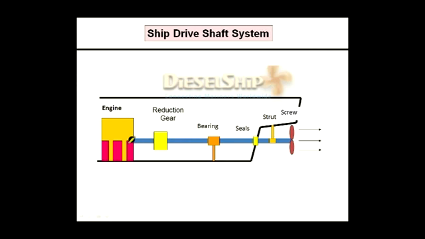As I said earlier, the thrust block must be located after the crankshaft, but it can be located anywhere along the shafting system.